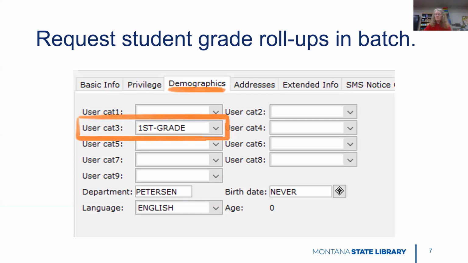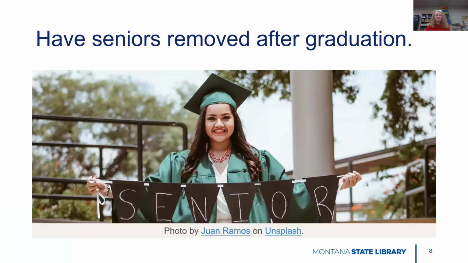If your school doesn't automatically load students using software like PowerSchool or otherwise, the MSC admins can roll students up to the next grade level in batch. That way you don't need to change them manually. You can submit a ticket to request student roll-ups, but if you're not sure if your library needs the admin's help with roll-ups, open a ticket anyway and we'll figure it out together. You can also have the admins remove seniors after graduation.